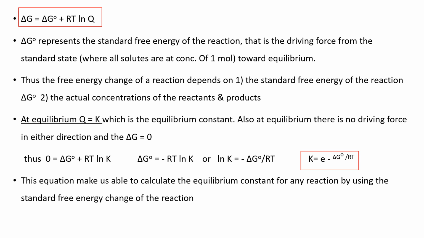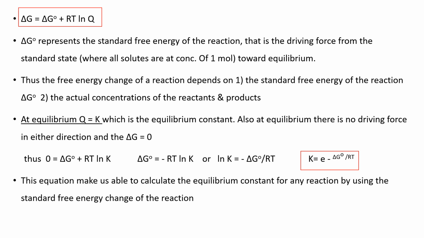Delta G node represents the standard. Here we gathered all the delta G of the products and the reactants of a certain reaction and put it under one term, which is the delta G node of the reaction, which is a driving force from the standard state to the equilibrium. Thus, the free energy change of a reaction will depend on, first, the standard free energy of the reaction at standard conditions, and will depend also on the actual concentrations of the reactants and products.